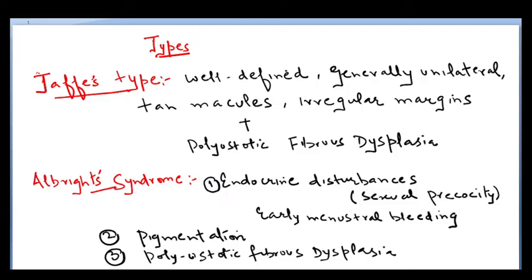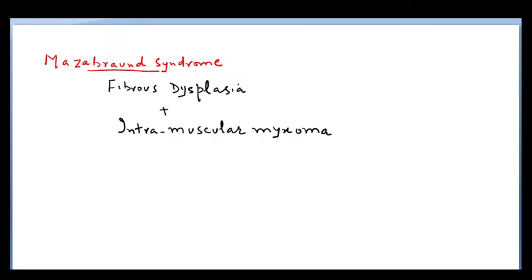If polyostotic fibrous dysplasia is seen along with macules and generalized pigmentation, then it is called Jaffe's type of fibrous dysplasia. The term Albright syndrome is used when fibrous dysplasia is associated with endocrine disturbances and generalized pigmentation. If fibrous dysplasia is associated with intramuscular myxomas, the term Mazabraud syndrome is used.